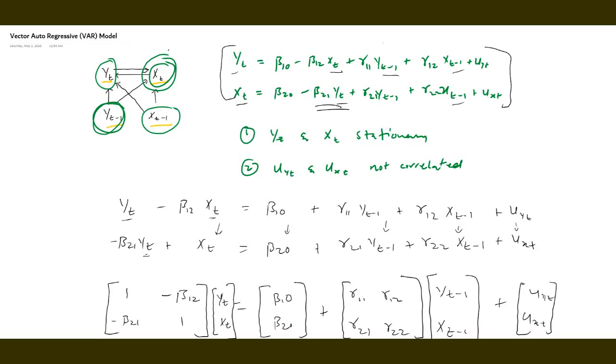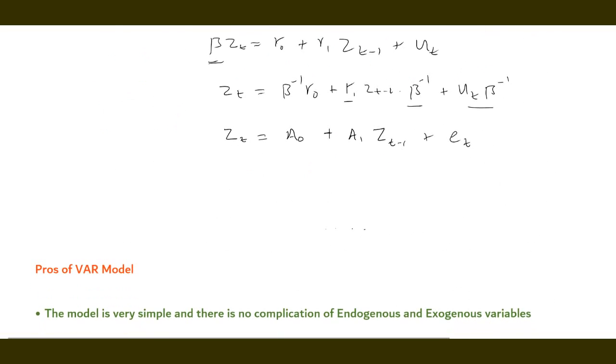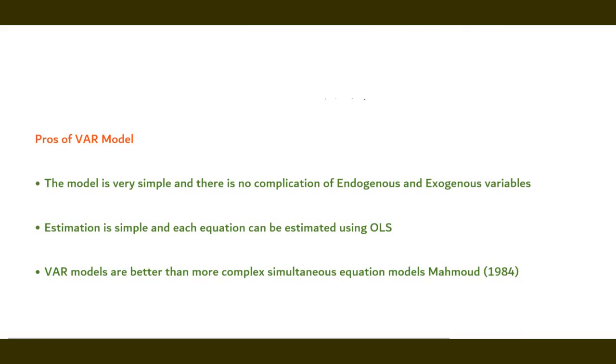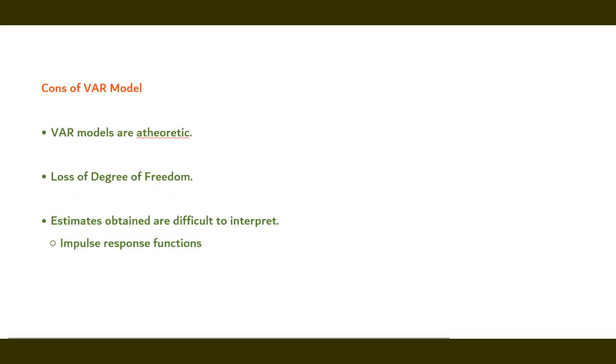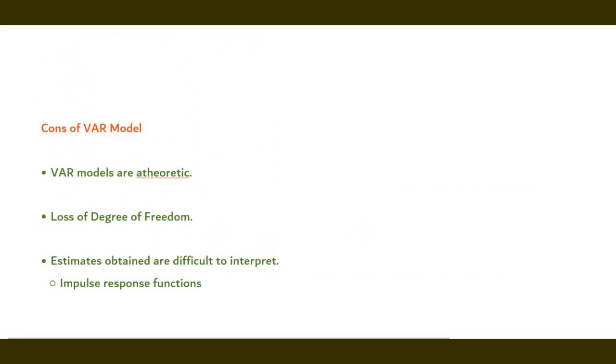But in a vector autoregressive model, we do not necessarily have a theory backing it. Yt causes xt, and xt can also cause yt. Both, there is a bidirectional relationship. Then there are lags. So interpreting these models is basically a bit difficult because of no theory backing.